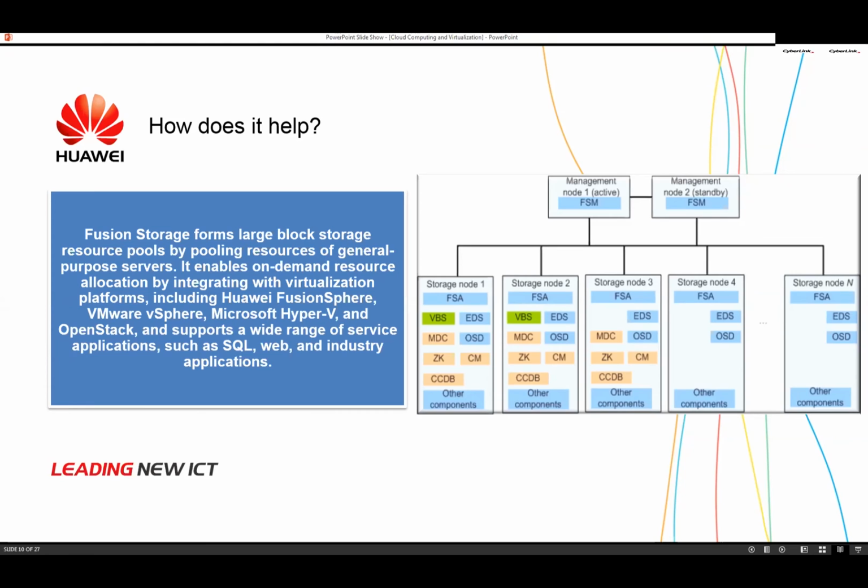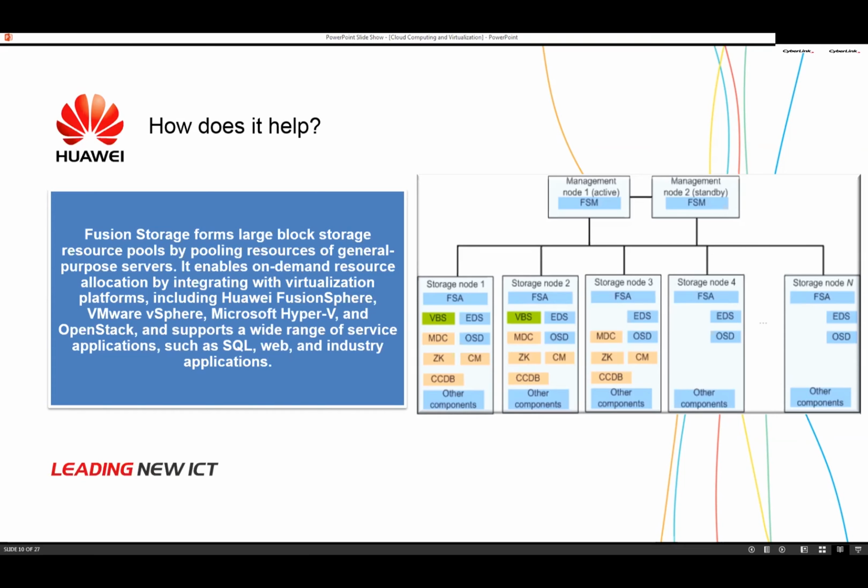Now, the next important component is VBS. This process provides a distributed storage access point through SCSI or iSCSI interfaces and enables application servers to access the distributed storage resources. The VBS needs to be manually started on servers, and the servers running VBS form a VBS cluster. These are the main components of Fusion Storage.